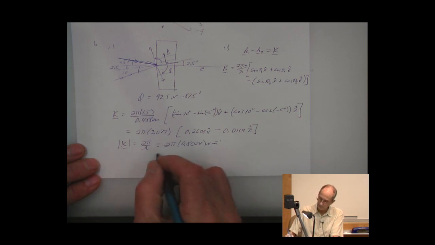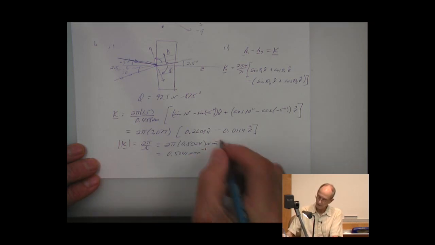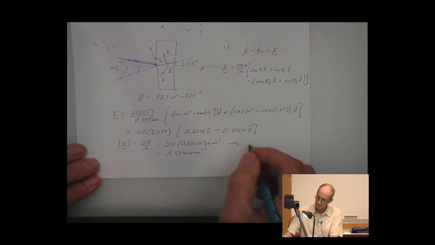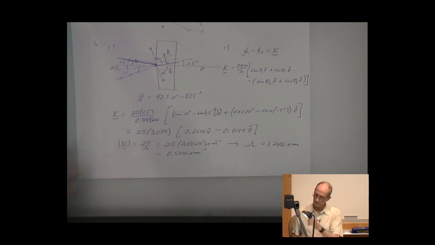If you did, it was 0.5041 inverse microns. And so you invert that, and that gives the period is equal to 1.246 microns. Okay. And then you can get the angle of that.